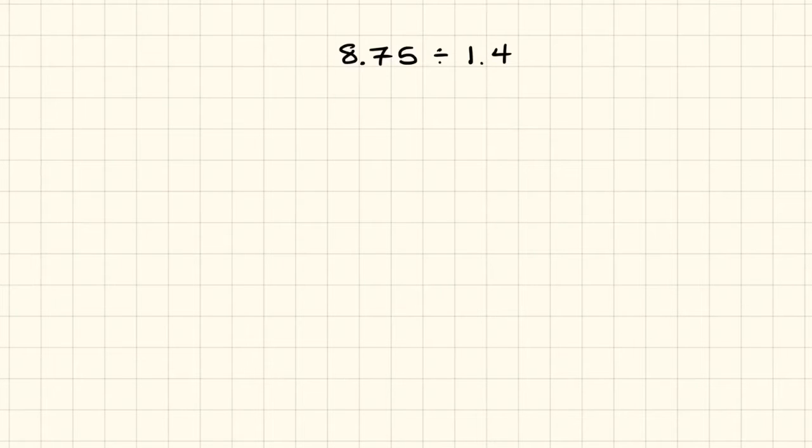Alright, so now we're going to take a look at dividing decimals using the standard algorithm. So we'll begin by looking at this division problem here. We're going to be solving what is 8 and 75 hundredths divided by 1 and 4 tenths. So the first step in the process here.